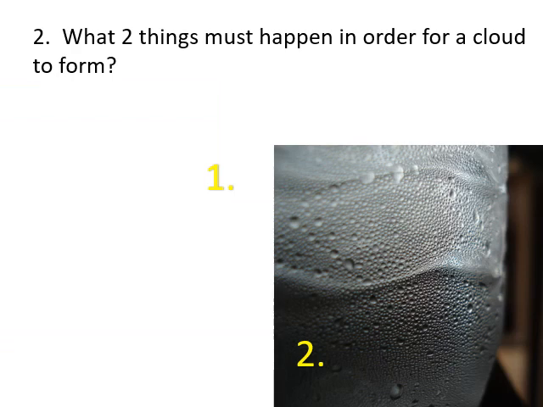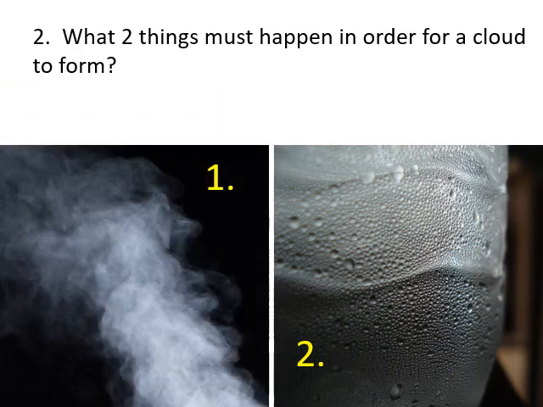Now, two things have to happen in order for a cloud to form. First of all, number one, we've got to have water in the air. Remember that a cloud is a visible collection of water, so if there's no water in the air, you can't have a cloud. The second thing that has to happen is the water has to get cold enough to condense so that it starts to stick together. That's that difference between humidity. You can have really high humidity and you don't have a cloud because it's not stuck together. You can't see it.